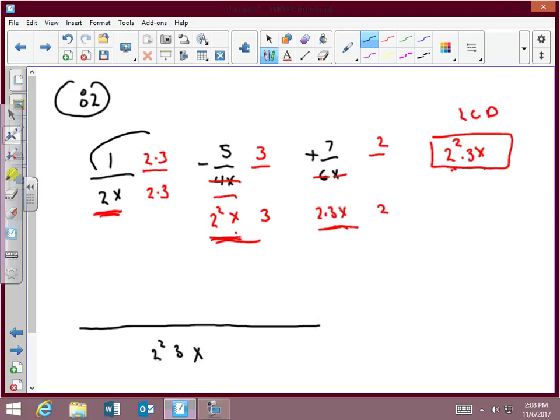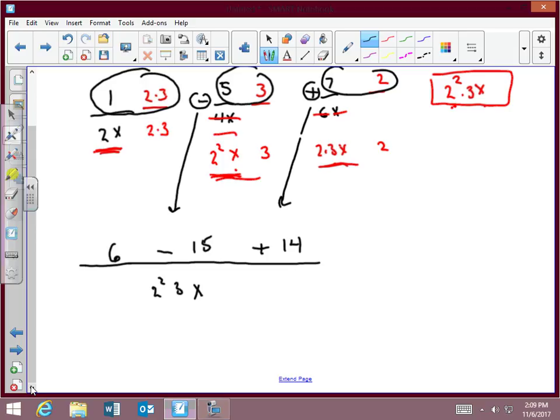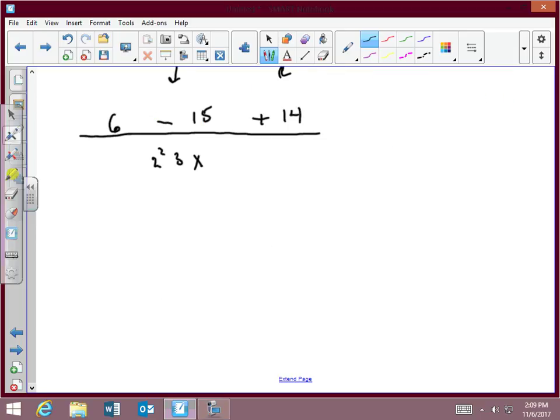Then you take this, expand it, bring it down here as a 6. Take this sign, bring it down. Take these, expand it, bring it down. 15. The sign comes down, and the 7 times 2 is 14. Now you simplify your numerator. Notice that that numerator is going to be a 5. And then it's 2 squared 3 times x.